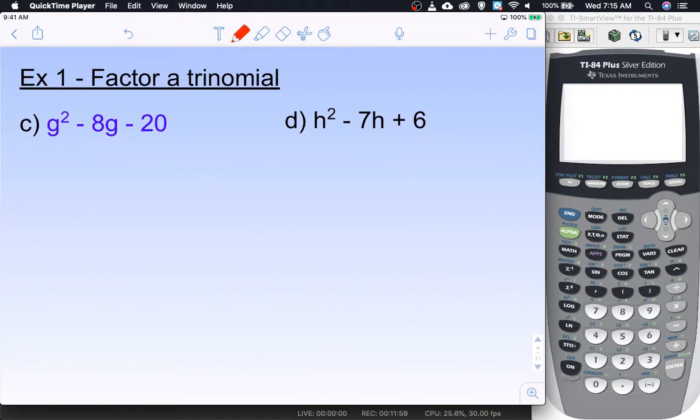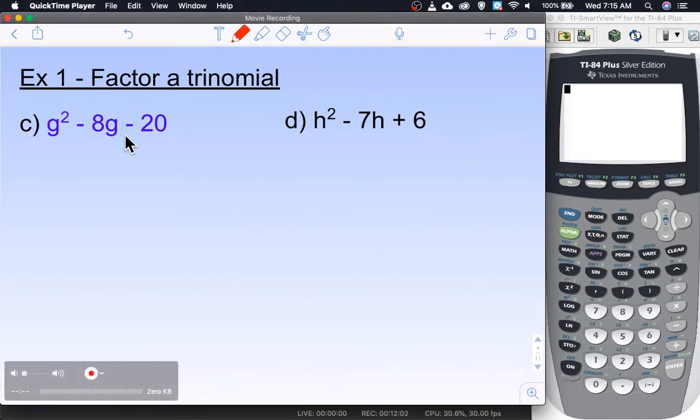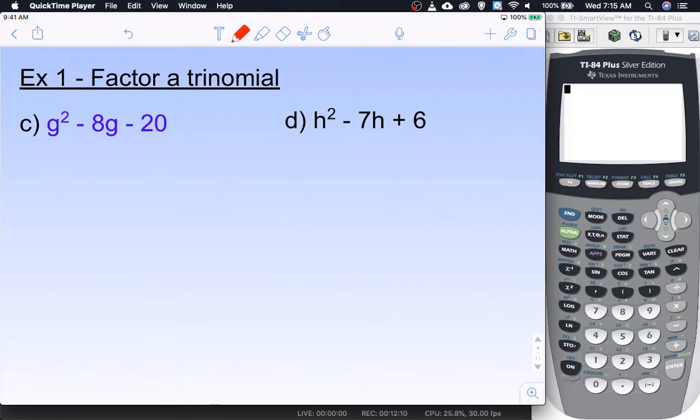Okay, so I've done 2. I'd like you to try one. So go ahead and pause the video and try this one right now. When you're done with this, we'll go through it together, and then we'll work through letter D together as well. So go ahead and do letter C right now.